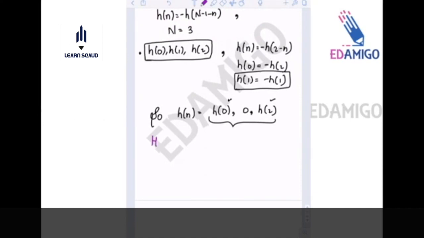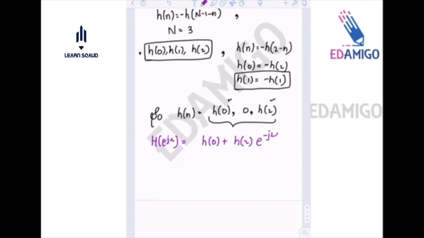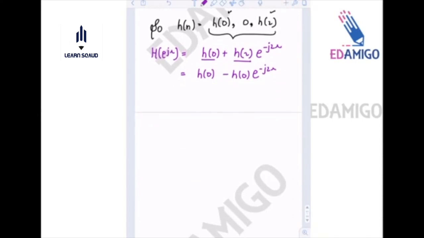Now H(e^jσ) will be equal to h0 plus h2 e^(-j2σ), because h1 is 0. Since these two are opposite to each other, I can write it as h0 minus h0 e^(-j2σ). Taking e^(-jσ) as common, we get h0 e^(+jσ) minus h0 e^(-jσ).